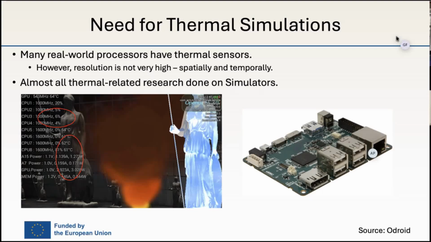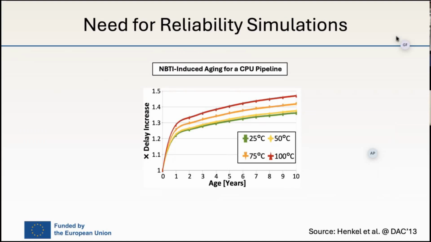And temporal resolution means that because the chip itself is physically very small, the temperature moves very fast on the chip, and if these sensors update at a low rate, let's say once every second, then you're going to miss most of the thermal activity on your processor. So that's why the most common way to study thermal research and reliability is to use thermal simulators.